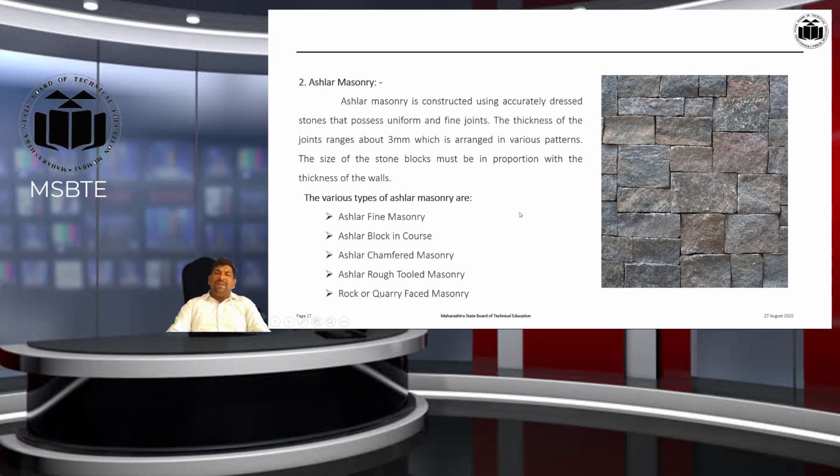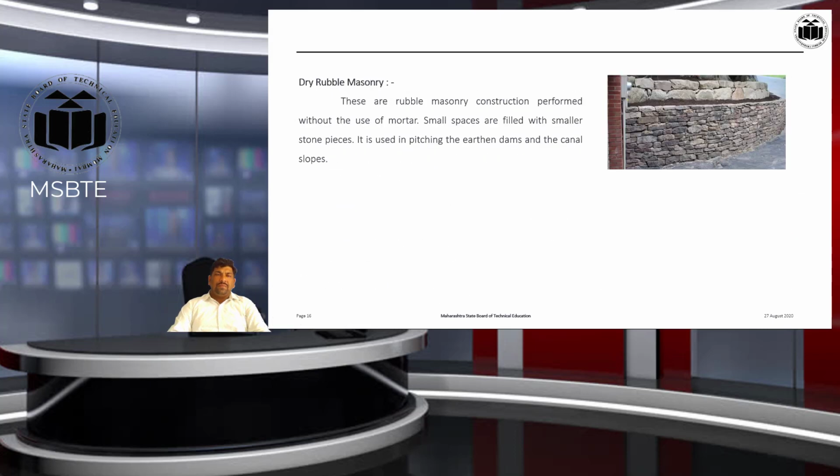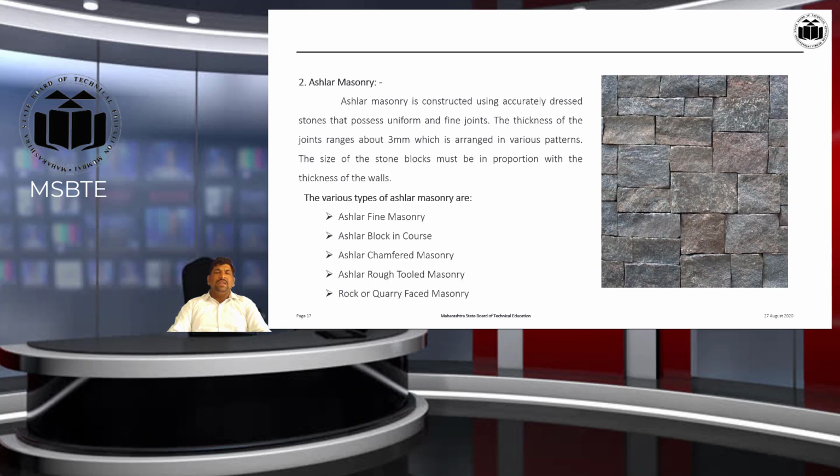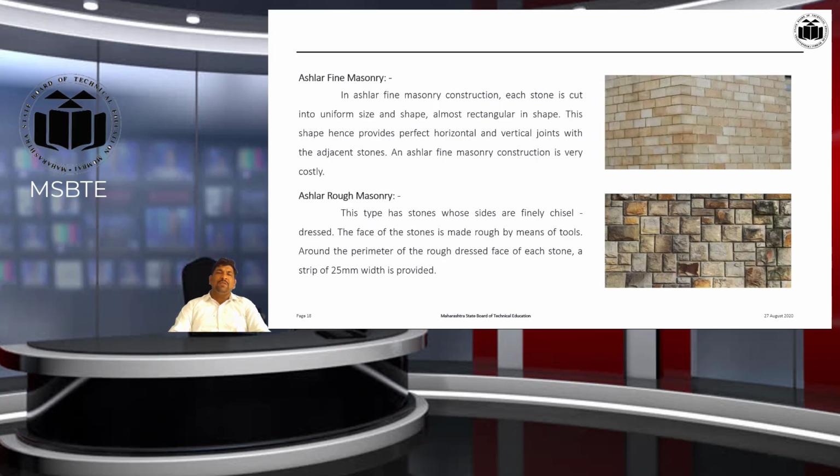The different types of ashlar masonry are ashlar fine masonry, ashlar block in course, ashlar chamfered masonry, then ashlar rough tooled masonry, and rock or quarry faced masonry. So these are the different types of the masonry. So what do you mean by ashlar fine masonry?